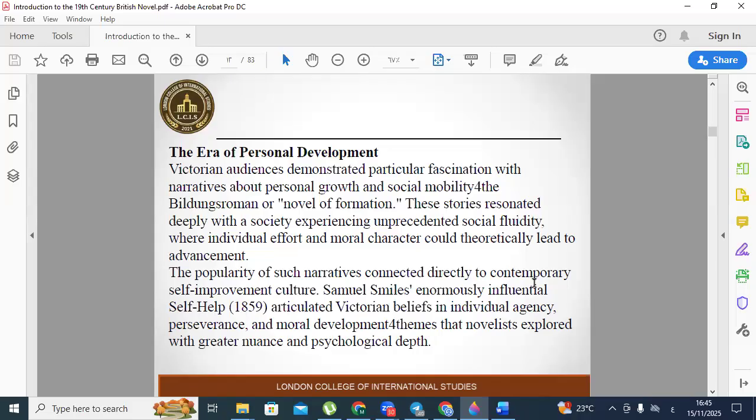They showed development and complexity: the causes of ambition, the conflicts between personal desires and social expectations, the role of luck and circumstances alongside effort. They questioned whether individual merit alone could overcome social barriers.